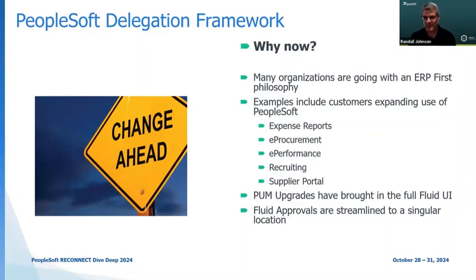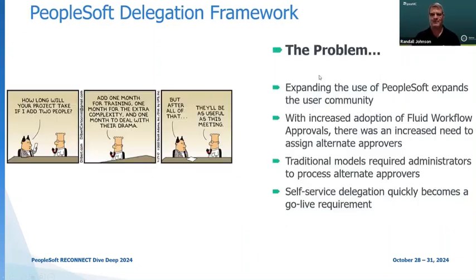And now we're at a point where we've got users that may need to delegate those approvals. Took me a while to get there, but I landed the plane. That's why now. The problem: you've got your user community out there, you've got increased users, we've got fluid approvals, but you've got people that have too many or are leaving for a week or a month or forever, and they need help.